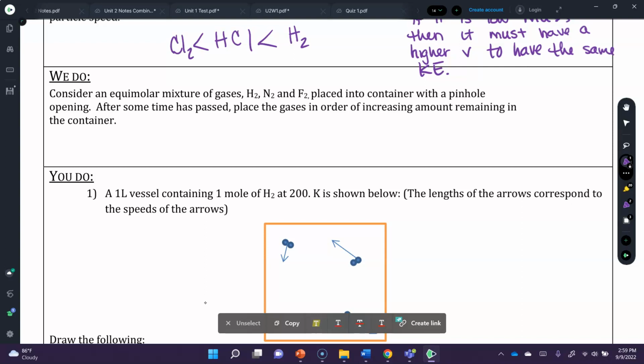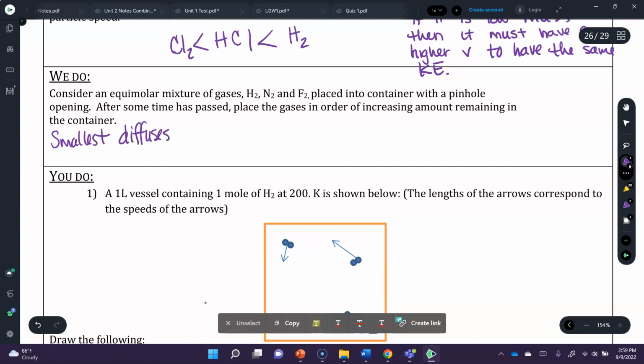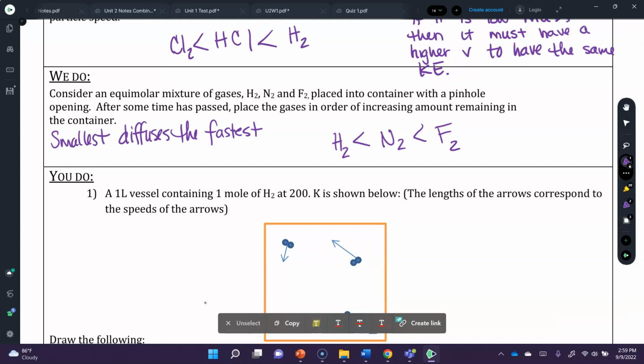We need to remember that from Graham's law, the smallest diffuses the fastest. So the one with the least remaining would be the smallest, so that would be H2. And then we would rank them in order of their size. N2 is the next smallest, followed by F2 being the largest. So it would diffuse or effuse the slowest and have the most remaining.